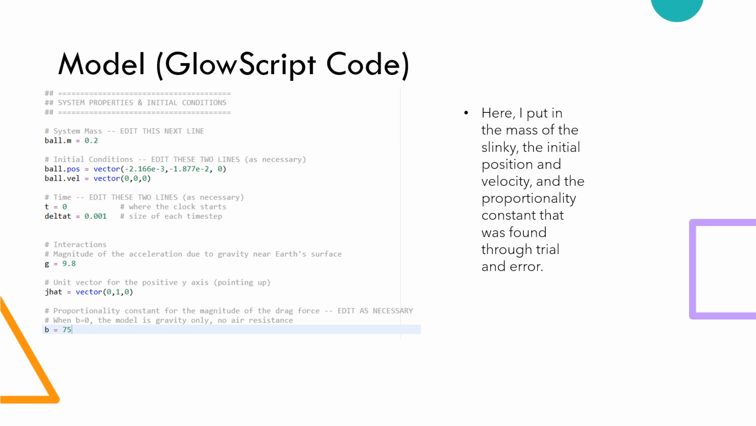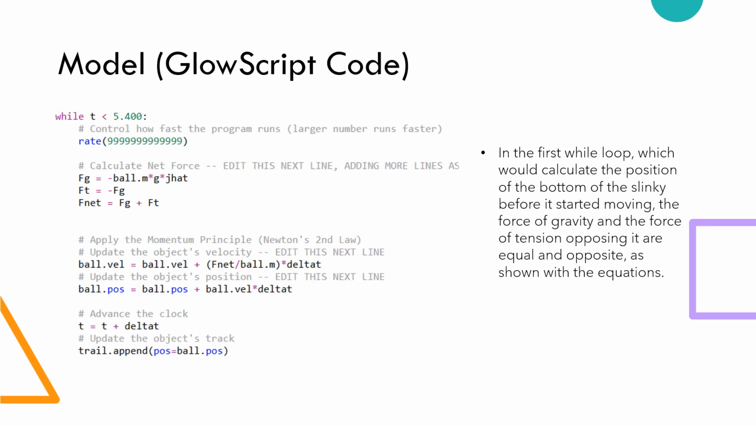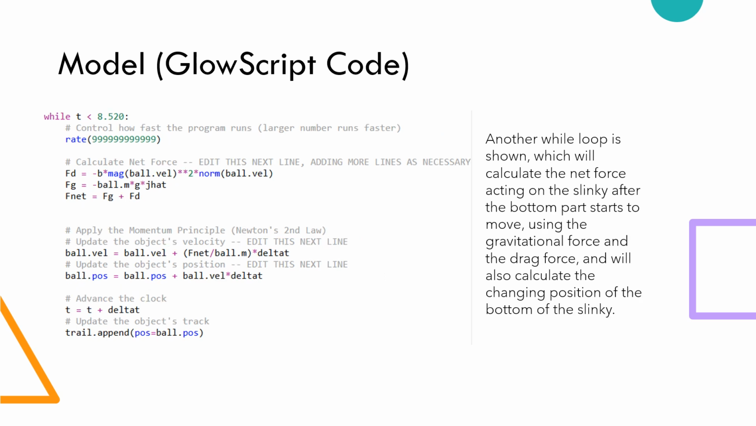So here is my model and GlowScript code. Here I put in the mass of the slinky, the initial position and velocity, and the proportionality constant that was found through trial and error. In the first while loop, which calculates the position of the bottom of the slinky before it started moving, the force of gravity and the force of tension opposing it are equal and opposite, as shown with the equations.